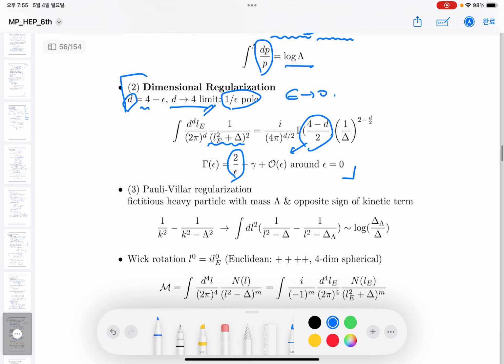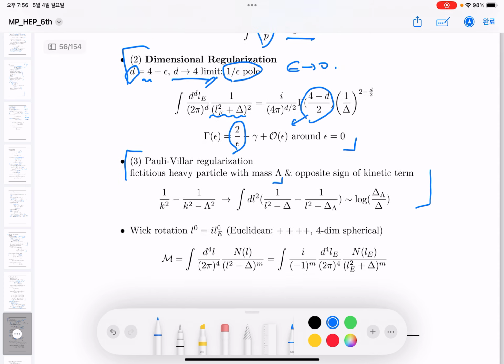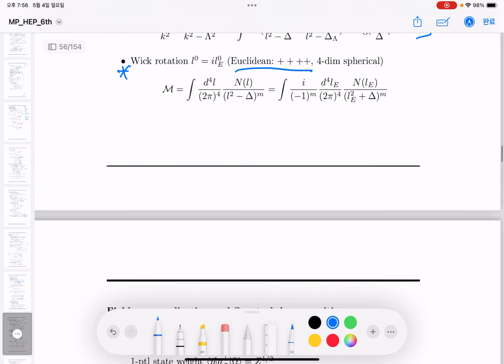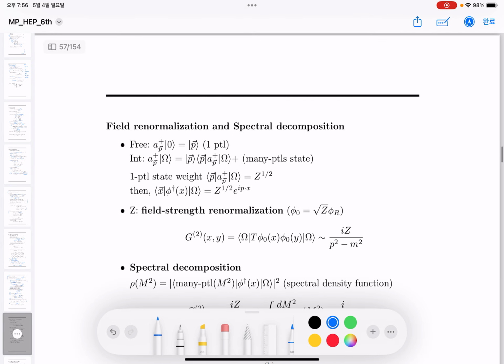And there is also Pauli-Villars regularization. We can imagine a picture where we have a particle with the mass capital Lambda, and this gives the opposite sign of the kinetic term. And here are some remarks. We use the Wick rotation to change the space-time from Minkowski space to Euclidean, with plus signs for the space and the time components, to evaluate the loop momentum integrals in spherical coordinates.